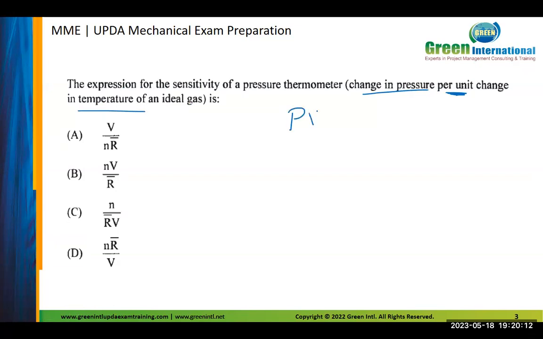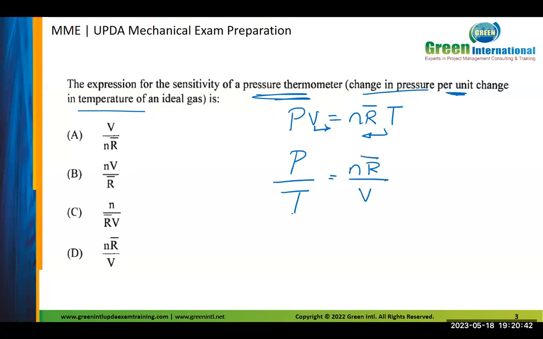Let's write the general equation, PV equals nRT, R bar T. The meaning of pressure thermometer sensitivity is the change in pressure per unit change in temperature. So I need P by T. P by T is equal to what? This is P, but I just need T on the other side. So put V on the other side, so P over T on this side, and the other side will be n R bar divided by volume. So where is this T? Is it clear or do you need me to repeat?